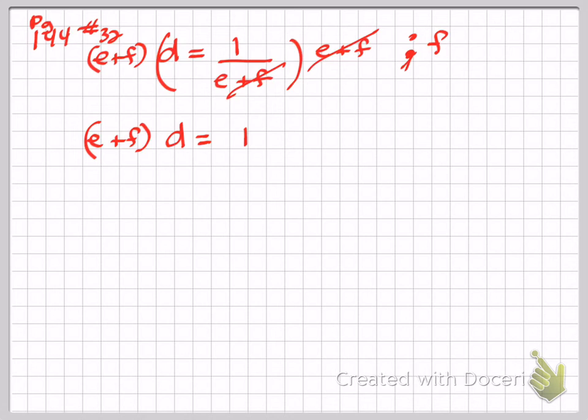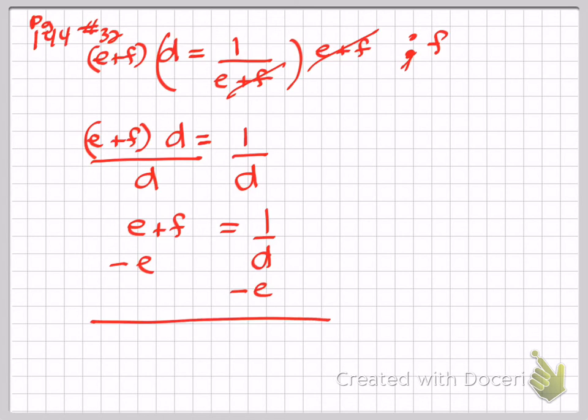Now, we're stripping the left side away like it's an onion. Take the outer layer first. So Marcus, what am I going to do here? Divide by D. Now we divide by D. Trying to get closer to that. I'm doing inverse operations. Inverse means opposite. Opposite operations. And then you're left with E plus F equals 1 over D. And you can subtract E. Subtract E. And now we are left with F is equal to 1 over D minus E.